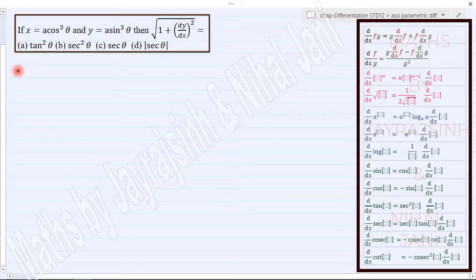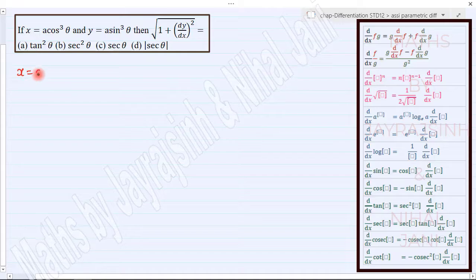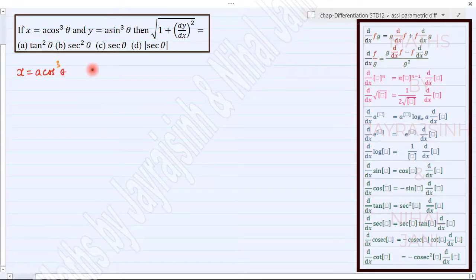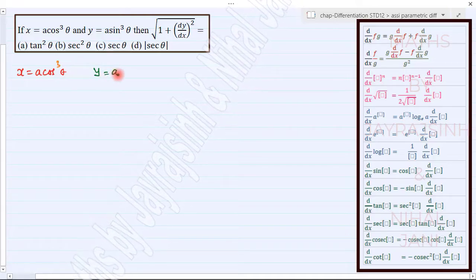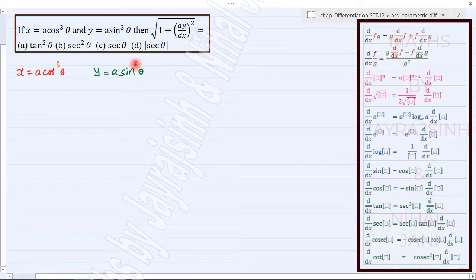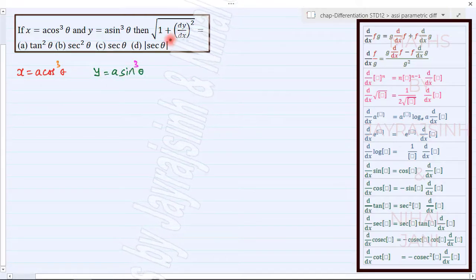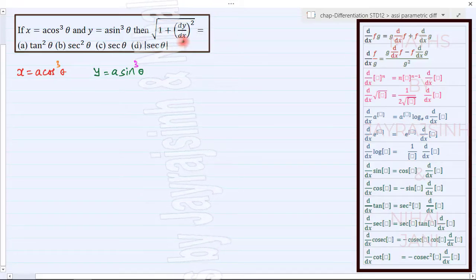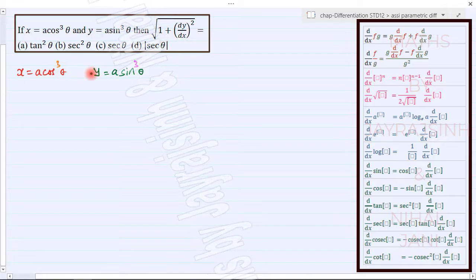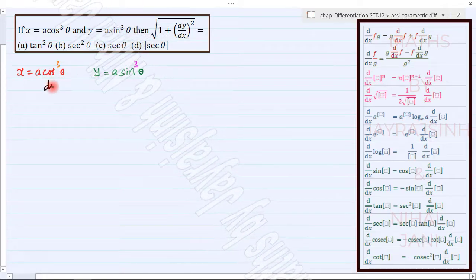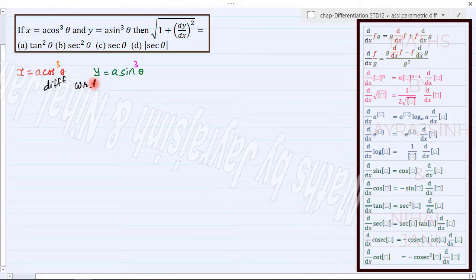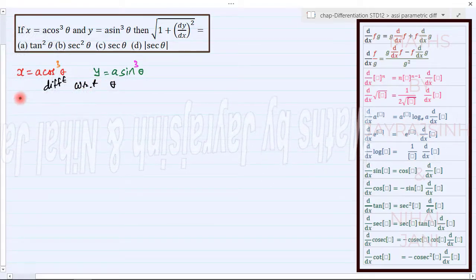In this question, we have x is equal to a cos cube theta and y is equal to a sin cube theta, and we have to find the square root of 1 plus dy by dx the whole square. Your x and y are dependent on parameter theta. So we have to differentiate both equations with respect to theta.